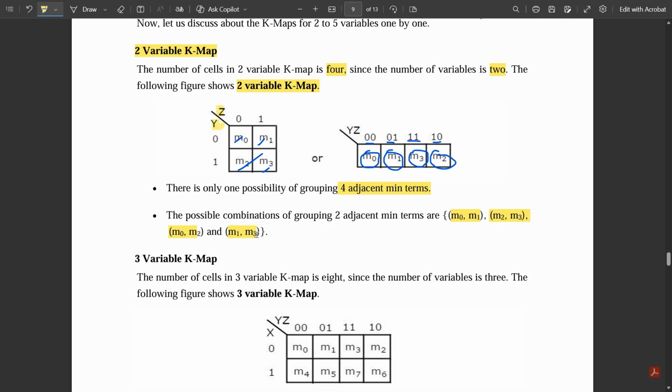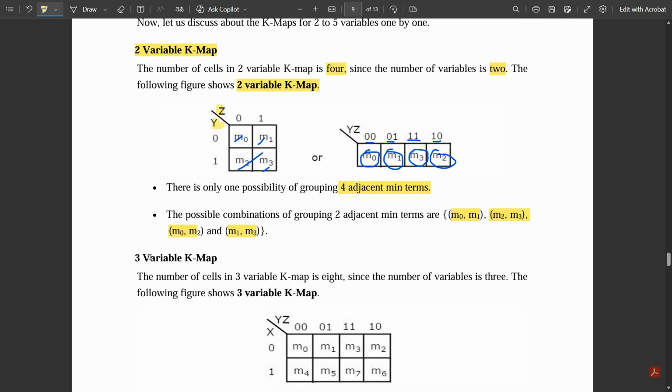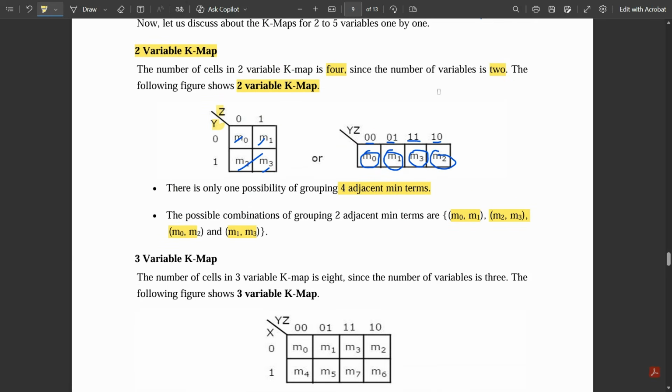So the grouping part of the terms, we are going to be seeing when we solve some problems related to this K-map. Okay, the grouping possibilities are 2, 4, 8. Grouping of 8 is possible only for 3 and 4 variable K-map. For 2 variable K-map, the grouping possibilities are only 2 and 4. Okay, the possible combinations, let us not discuss right now. So this is all about 2 variable K-map.